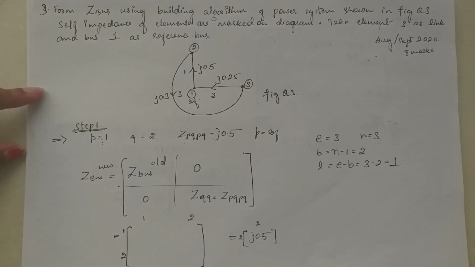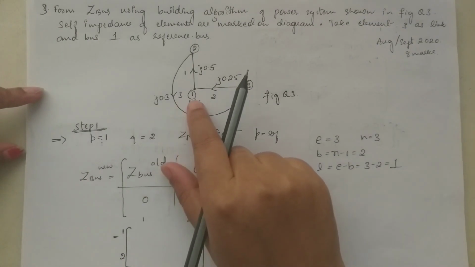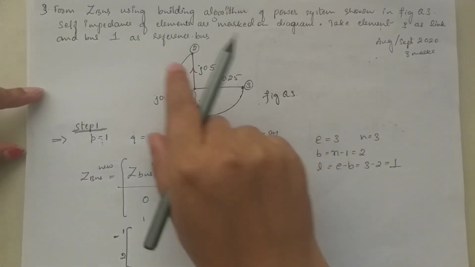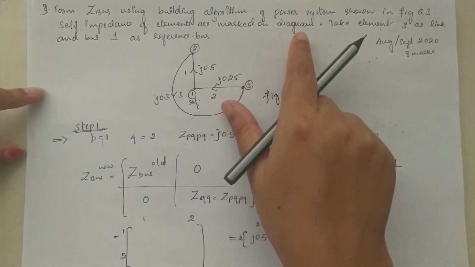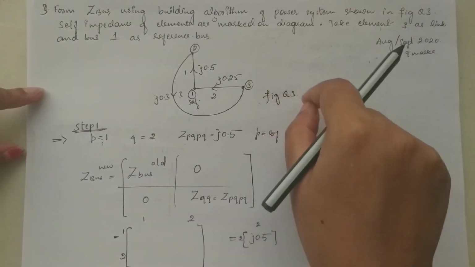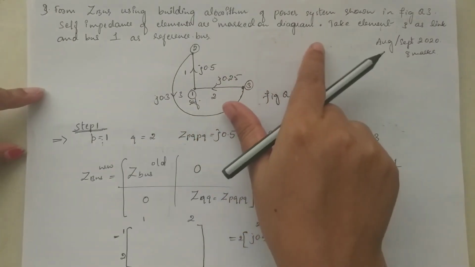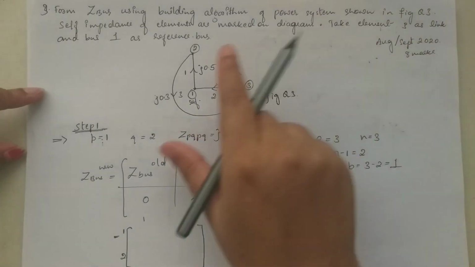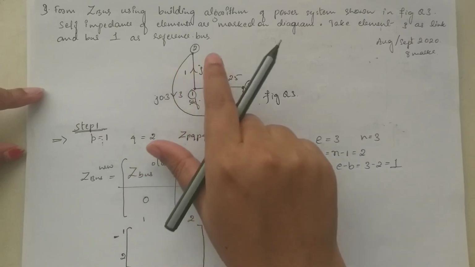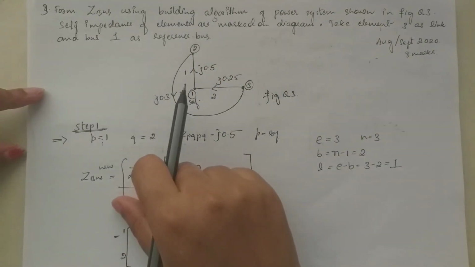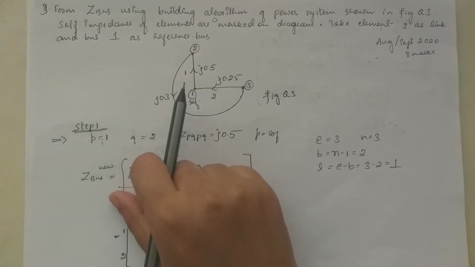Hello students, this is the next problem under Module 5 under ZBus building algorithm. Form ZBus using building algorithm of power system shown in figure. Question 3, self impedance of elements are marked on the diagram. Take element 3 as a link and bus 1 as a reference bus. This was asked in the August-September 2020 VTU question paper, for 8 marks.